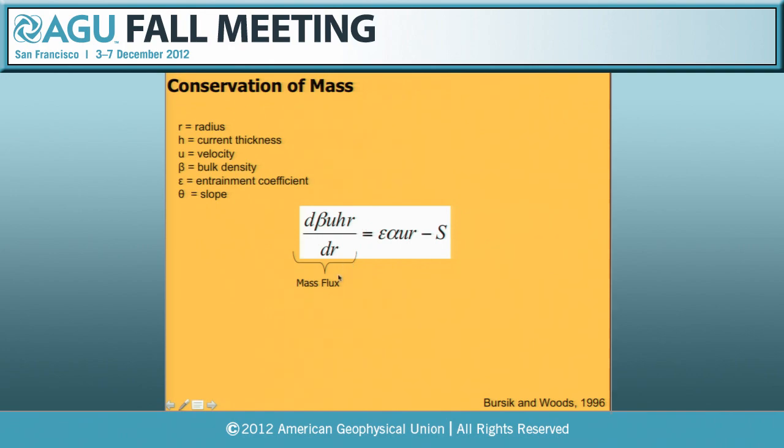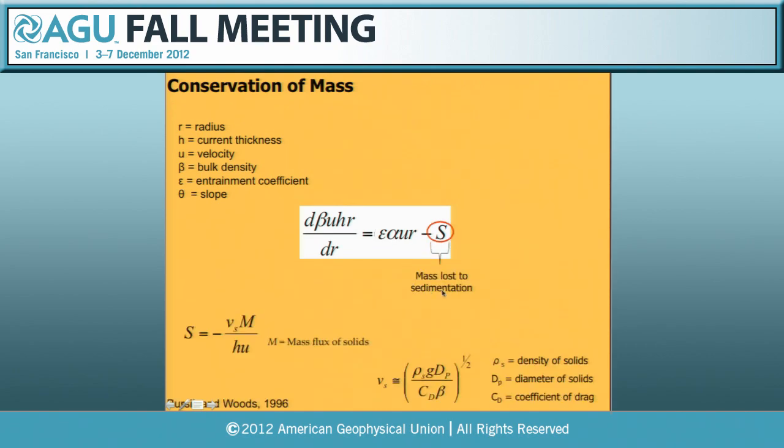So we have the mass flux on the left-hand side of the equation, where we have it as a function of the density of the flow, the velocity, the height, and the radius. And then on the right-hand side, we have mass added due to entrainment, and this entrainment coefficient is a function of Richardson number, so it changes throughout the flow. And then mass lost to sedimentation, which is parameterized according to the settling velocity of the particles.